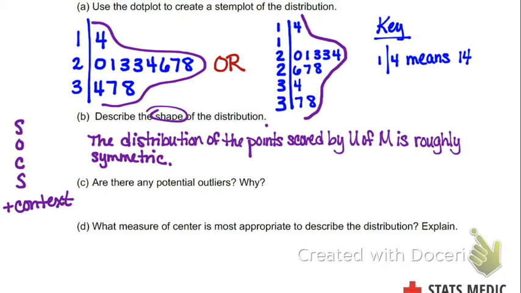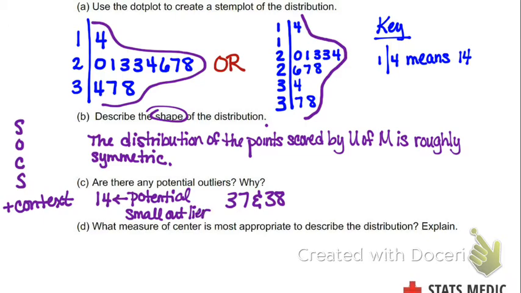Are there any potential outliers? Look at the dot plot. Does any of the data from the dot plot look like it could possibly be an outlier? 14 could possibly be an outlier. 14, 37, and 38. This one is a potential small outlier. These two are potential large outliers.